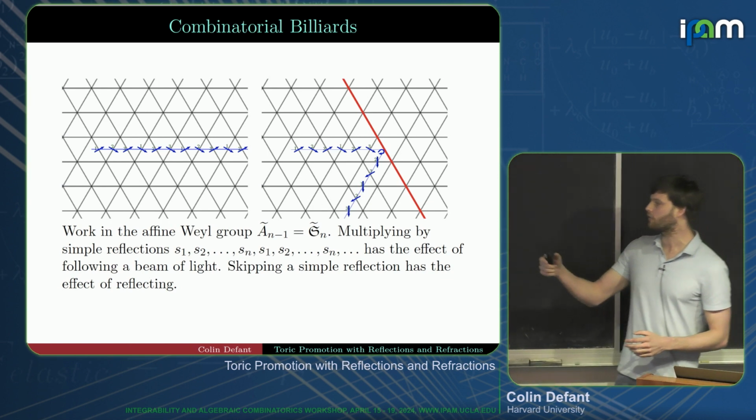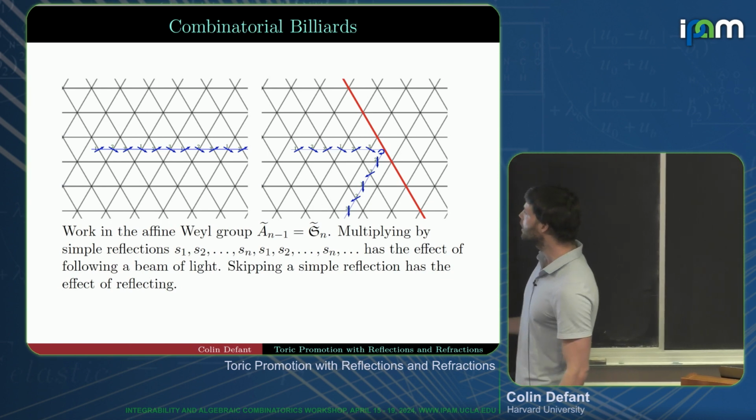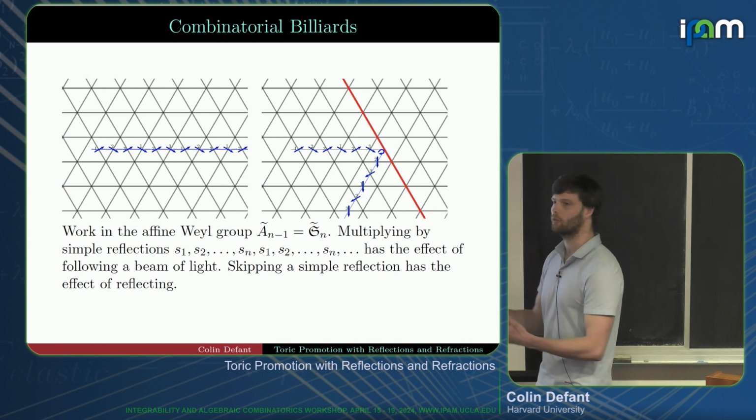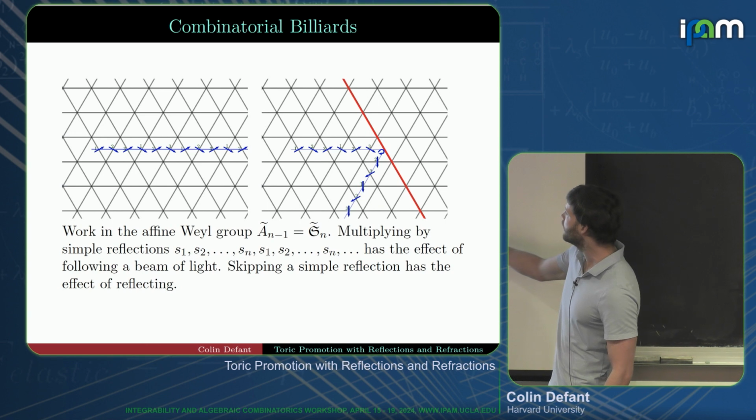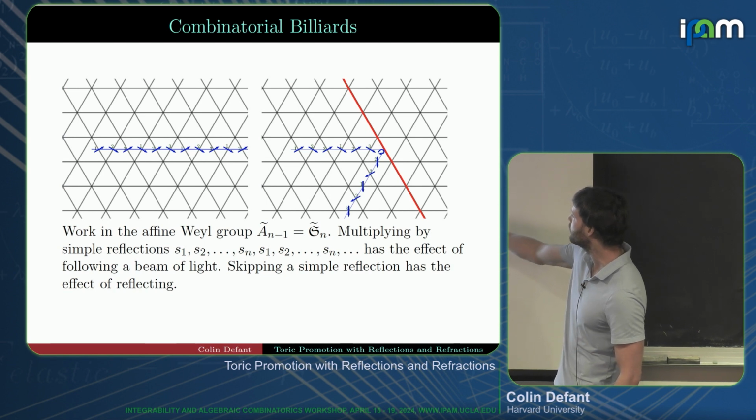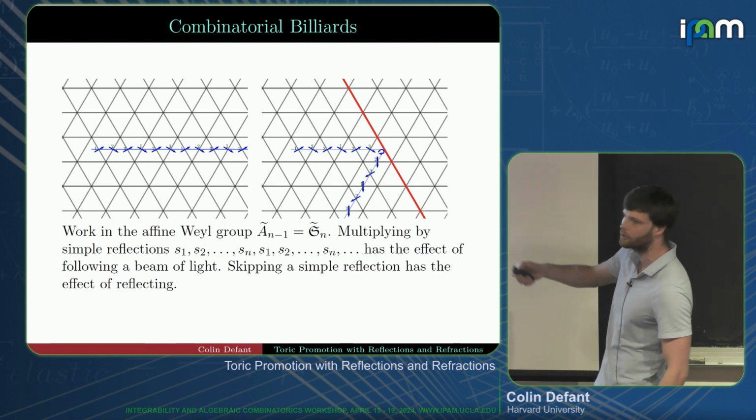Now, if at some point I decide to skip one of these simple reflections, that will have the effect of reflecting against one of these hyperplanes. So here I did S_1, S_2, S_3, S_1, S_2, S_3. Then I decided to skip the next S_1, but then I continued going S_2, S_3, S_1, S_2, S_3, and so on. You can see I basically reflected against this red mirror here.